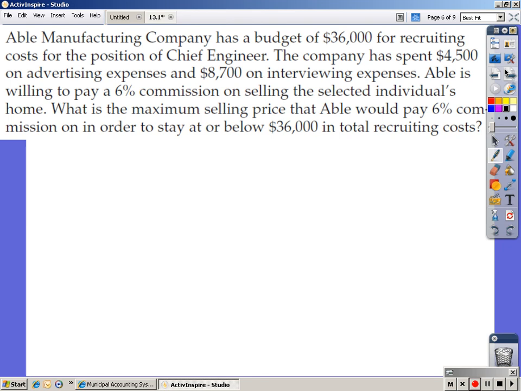Okay, so first thing we need to do is figure out our variable on this one. They want to stay under $36,000. They're saying they'll spend 6% commission on the sale of the house. So that's what we don't know. We don't know the price of the house. So X equals price of house, and that's the price they sell it for.